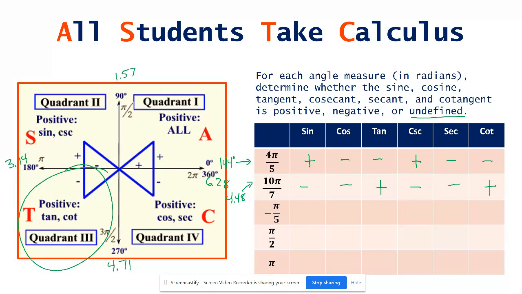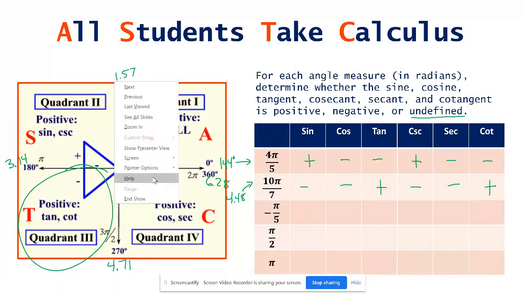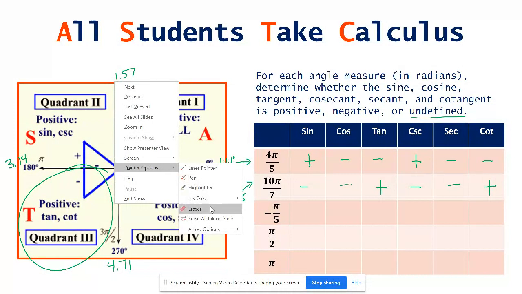So a couple different ways. If you're not sure where the radians are going to put you, you can change the radians to a decimal and use decimal approximations, or you can change the radians to degrees because you know where 90 degrees, 180 degrees, and 270 degrees are on the graph.